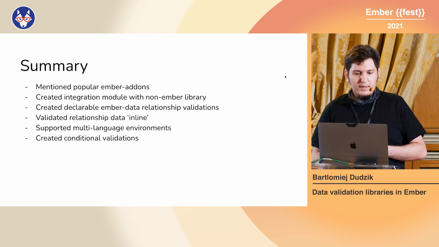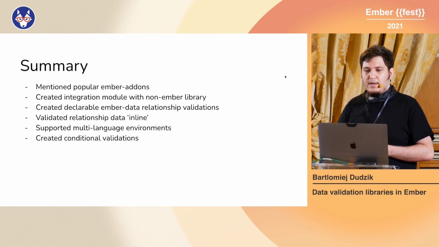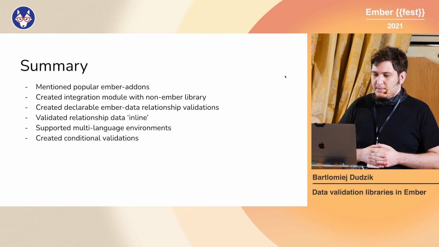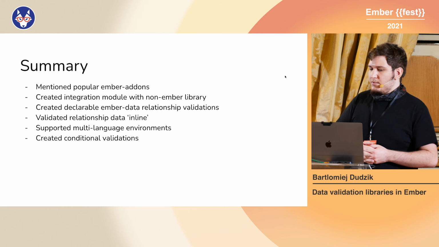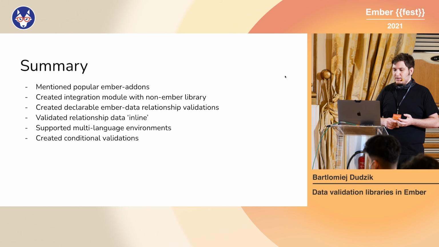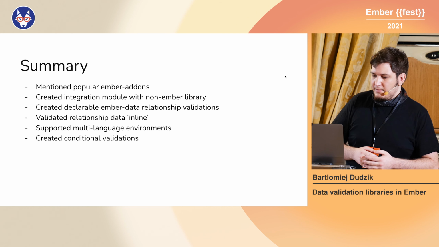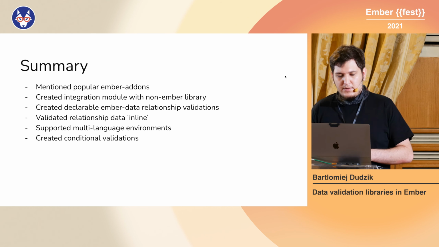This is it. In the summary, I mentioned the popular Ember add-ons, and maybe you could also see some alternatives between them. Create an integration module with a non-Ember library using Yup, and have a nice way to link one model to another within validation. Validate relationship data inline because it might come in handy. Support multi-language environments, and also create conditional validations. So that's it.